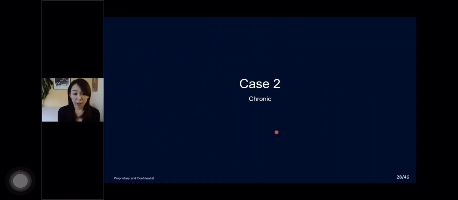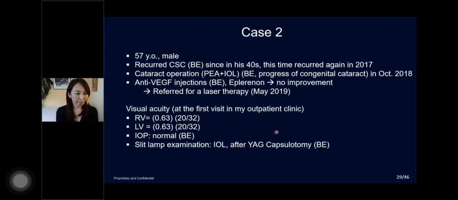Now the second is case 2. This is a chronic case. In CSC, there are a lot of chronic cases, so it's also a good example. Again, 57 years old, the same age, same generation, male, recurrent CSC in both eyes. He had CSC many times since his 40s. And this time it recurred again in 2017. He also had a cataract operation in between, due to a congenital cataract.